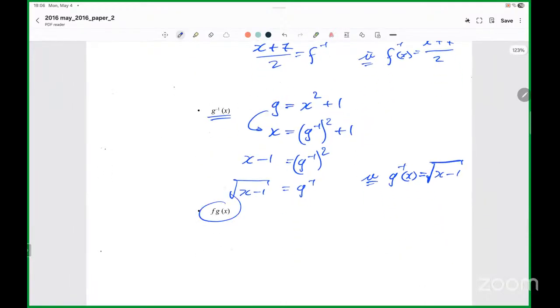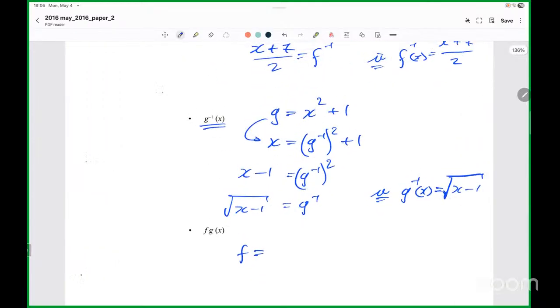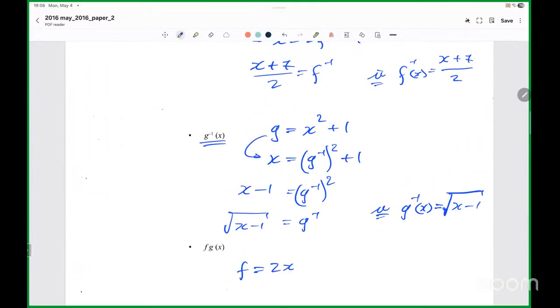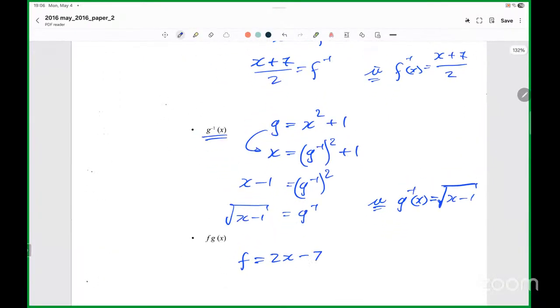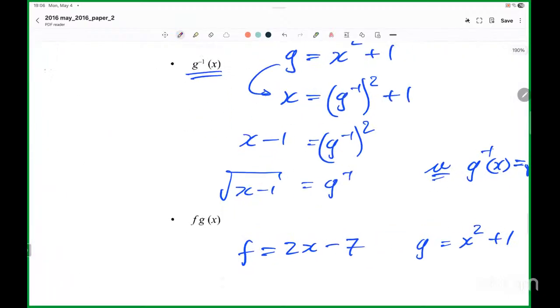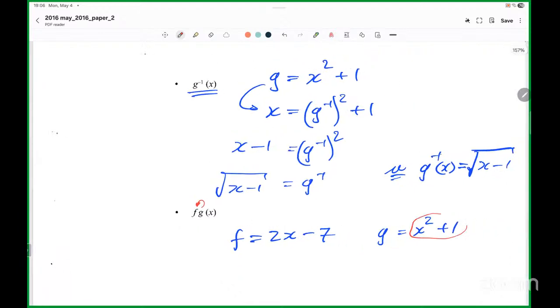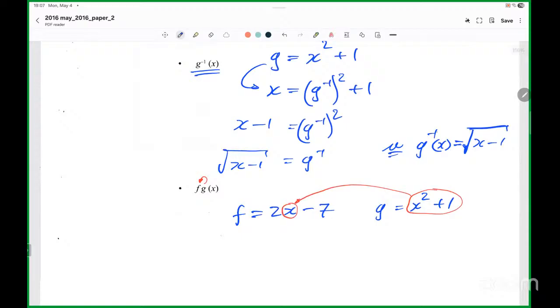Next one. F of g. F of g means g into f, right? So the f, remember, is 2x minus 7. And the g is x squared plus 1. The f of g means the g into the f. G into f. So taking this g, put it into the f right there, where the x is. That's how we construct the f of g.